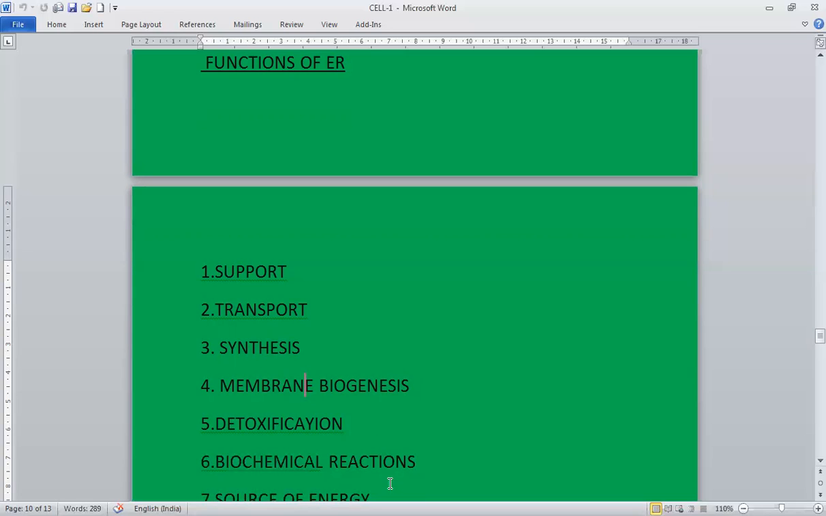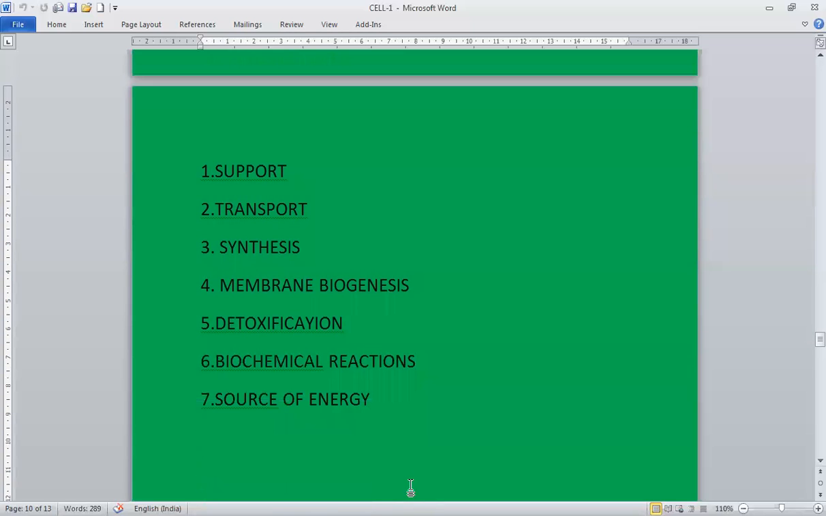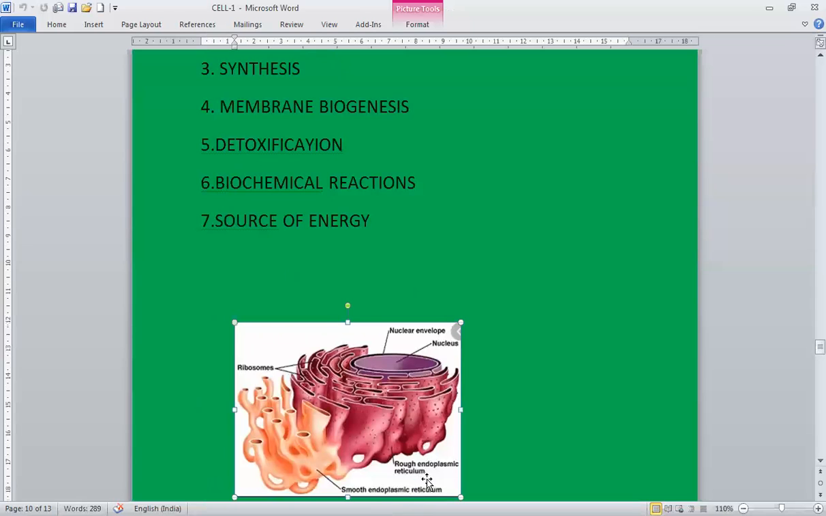The next function is biochemical reactions. What are biochemical reactions? The membrane of SER has numerous enzymes which catalyze various biochemical reactions.